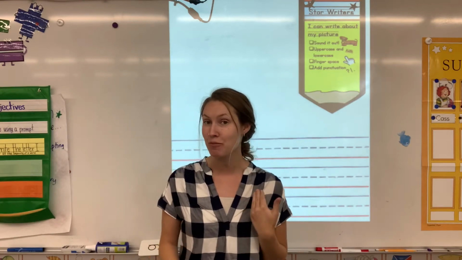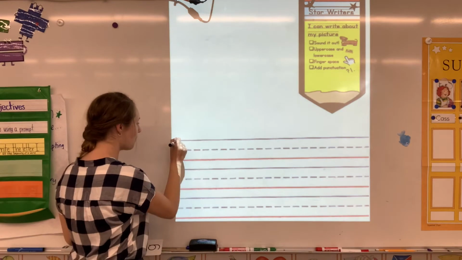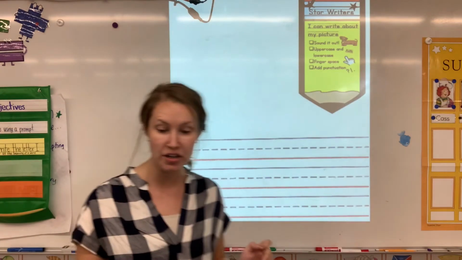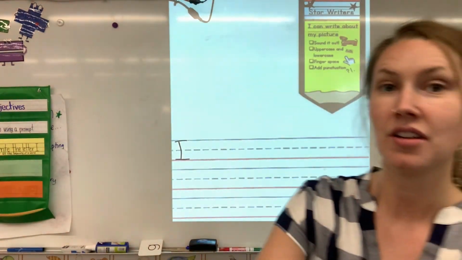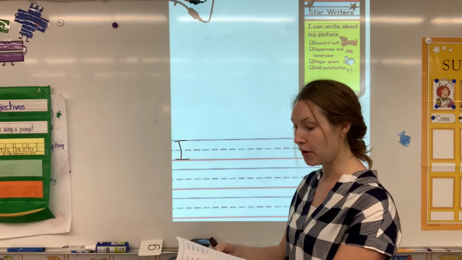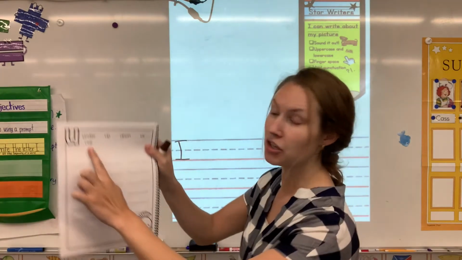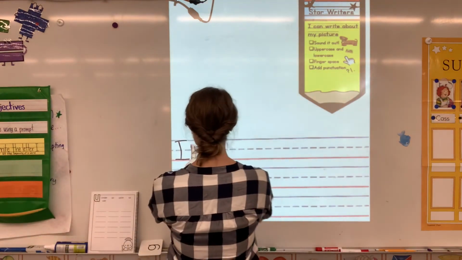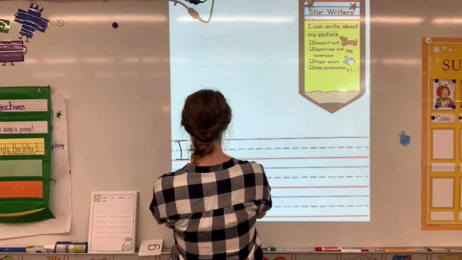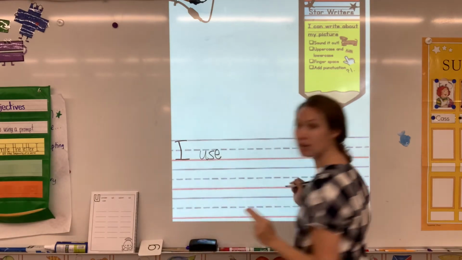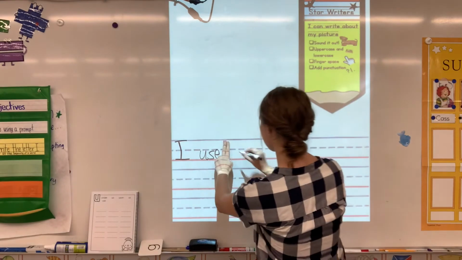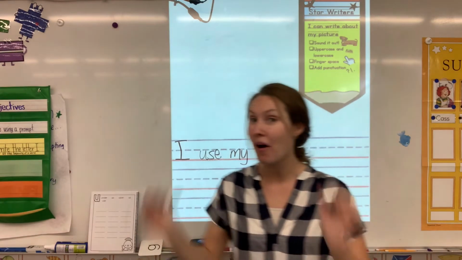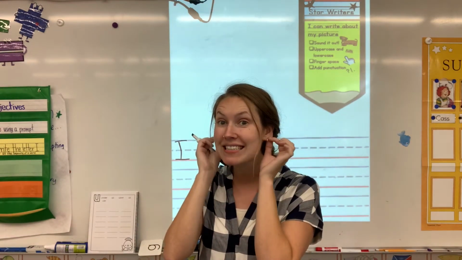I'm going to use the same words I did yesterday. My uppercase I to begin, I, and then remember we found that word use in our journals, or we found that word use in our word wall book on our letter U page, use. So I'm going to put it right here next to me. Finger space, use. Then we're going to write my, M-Y. And today we're writing about our ears because we're writing about our sense of hearing.